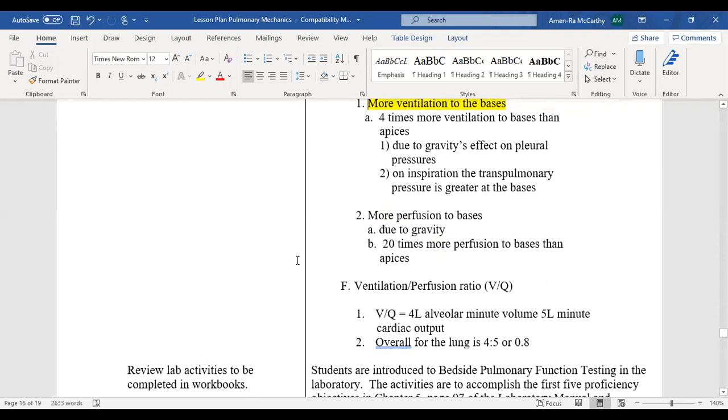And finally, we already did this part, ventilation to perfusion ratio, VQ. Here it is right here. 4 liters of alveolar minute volume to 5 liters per minute of cardiac output. Now look, the ratio is 4 to 5 or 0.8, but RQ is 0.8 and so is VQ. So be careful. Don't get mixed up on those, because if they say this value is 0.8, make sure you know which one they're talking about, because both of them are 0.8. But if you just do 4 to 5, that's good enough.